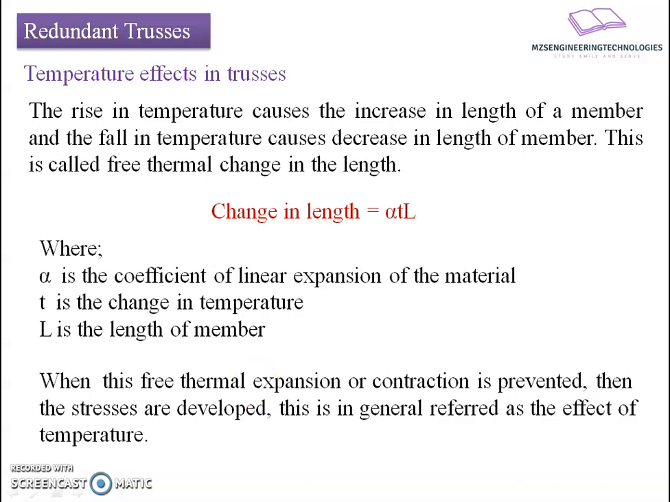Most of the trusses are built using structural steel members, which show good thermal resistivity. The rise in the temperature causes an increase in the length of the member, and the fall in the temperature causes a decrease in the length of the member. This is called free thermal change in the length, which can be found with the product alpha TL, where alpha is the coefficient of linear expansion of the material, which depends upon the properties of the material, T is the change in the temperature, and L is the length of the member.